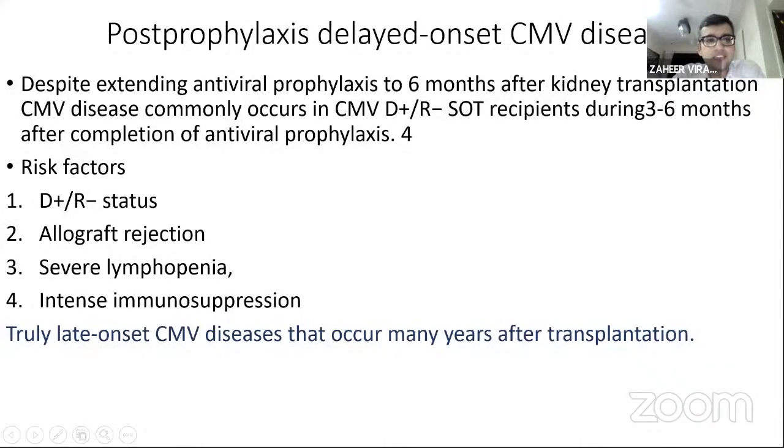Now, post-prophylaxis CMV disease basically occurs within the first 1 month to the first 1 year after you stop your CMV prophylaxis. The risk factors are obviously if the donor was positive and the recipient was negative, if there was an allograft rejection, if there was severe lymphopenia, and if there was intense immunosuppression. So there are 4 risk factors. The truly late onset CMV disease occurs many years after transplantation. Even in our cohort of patients, 50% of them occurred in the first 1 year, and all of them occurred after we had stopped the CMV prophylaxis. In our center, we also tend to individualize our treatment, but most of the time we use CMV prophylaxis for 3 months.